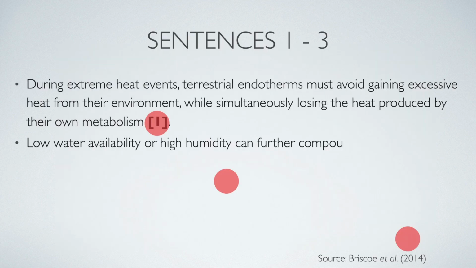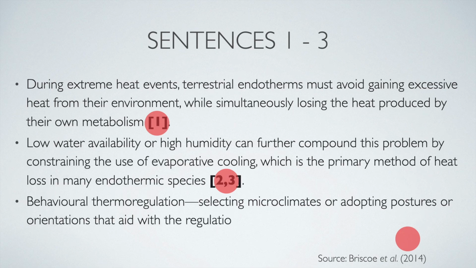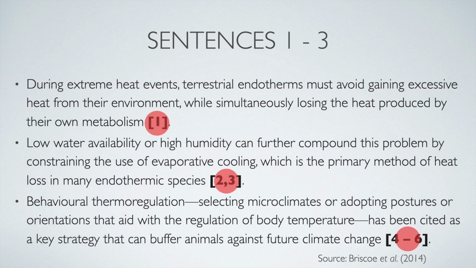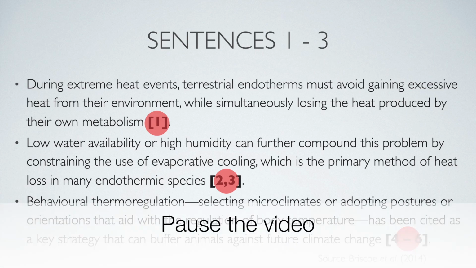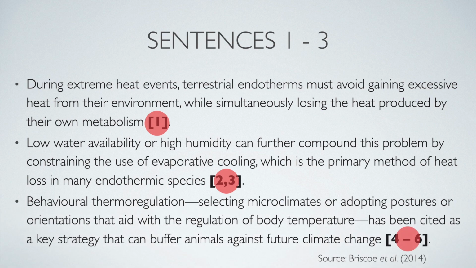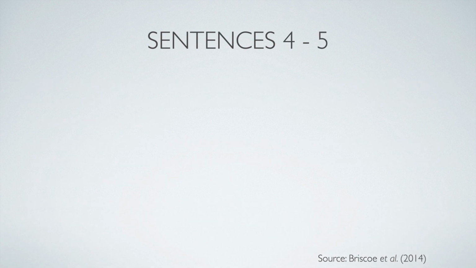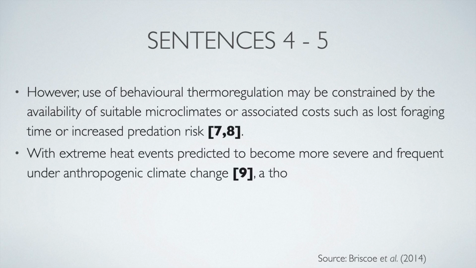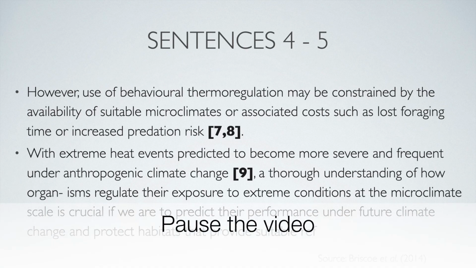Here we have the first three sentences, that is sentences 1 to 3 from the introduction section. You can see the ideas in each of these three sentences were taken from other authors, and these authors were cited using the numbering system. The ideas in the next two sentences, that is 4 and 5, were also taken from other authors.